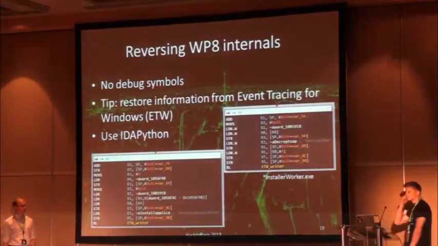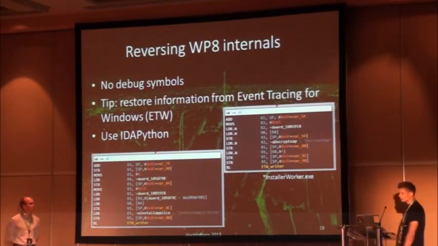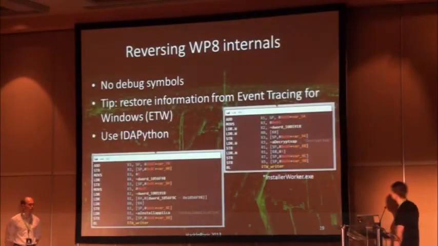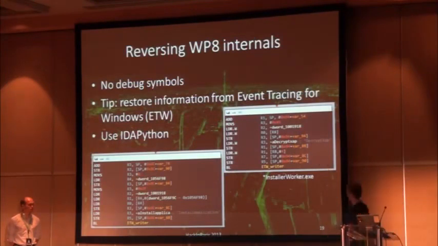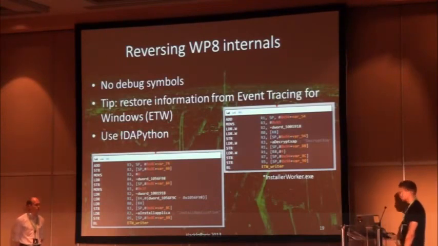Now let's see how we can learn something from system binary files. Unfortunately, debug symbols are not available, but we can use Event Tracing for Windows to restore information. I wrote a simple plugin for IDA Pro using IDAPython, which finds the trace writer function and then makes a back trace for the R3 register. The R3 register stores the name of the current function. If you want this script, I can share it.